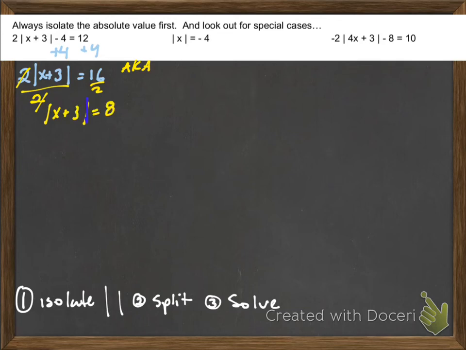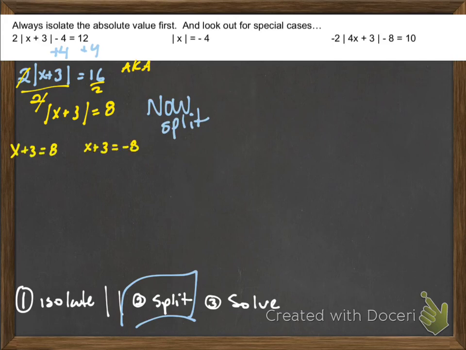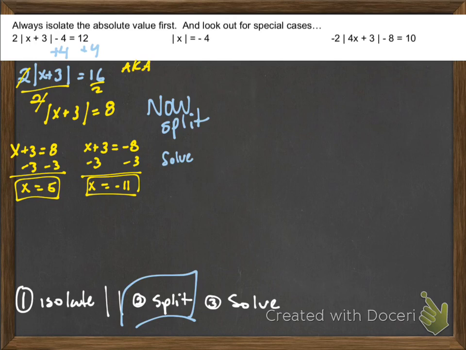So now the absolute value bars are the only thing on the left side of the equal sign. So now we can split it into 2 equations. Negative 8 and 8 are on the other side of the equal sign. And now we solve each and we get our 2 answers. Right? You can plug those back in and double check that they work.